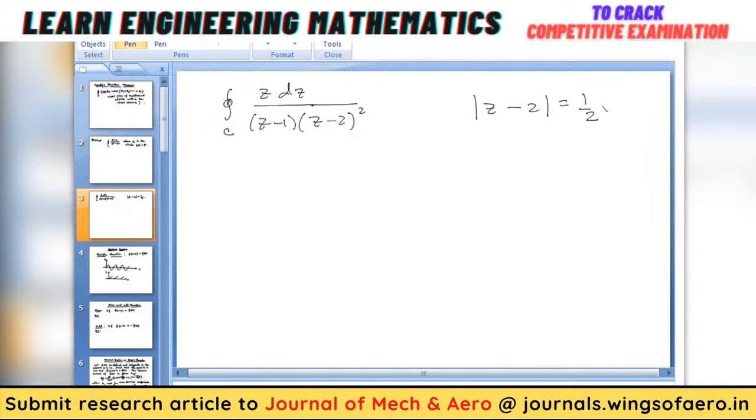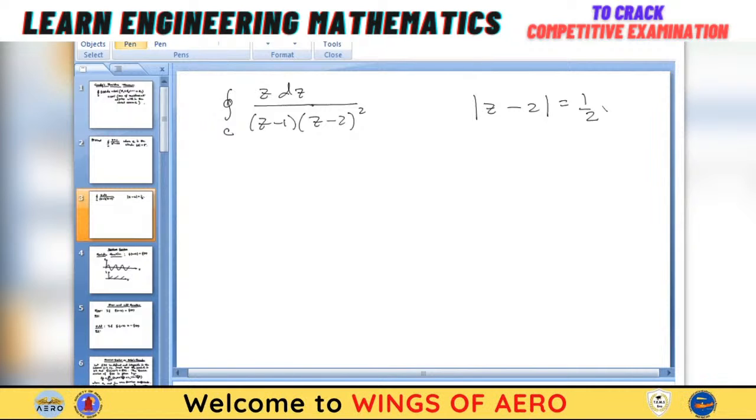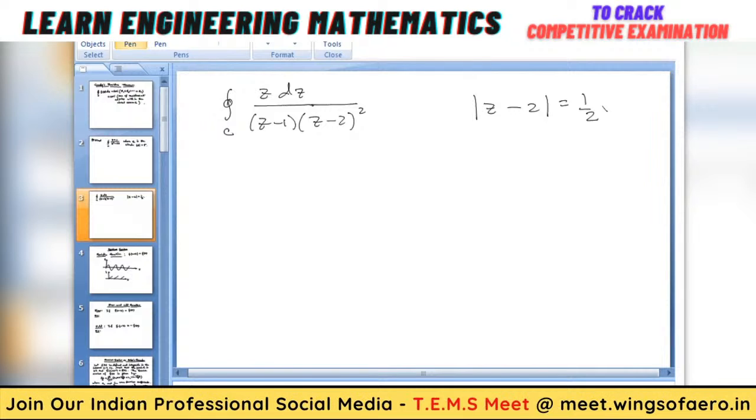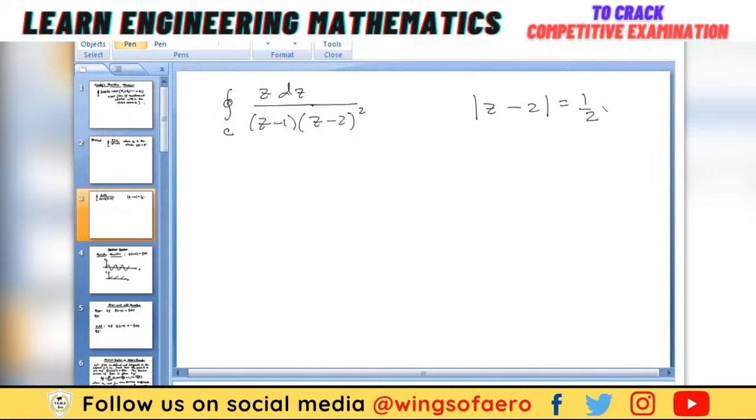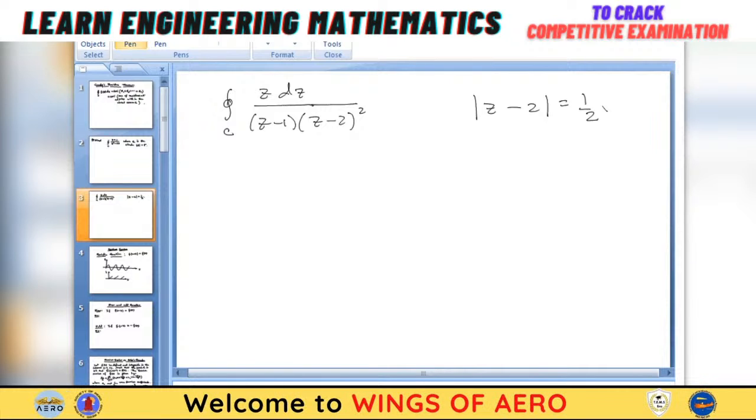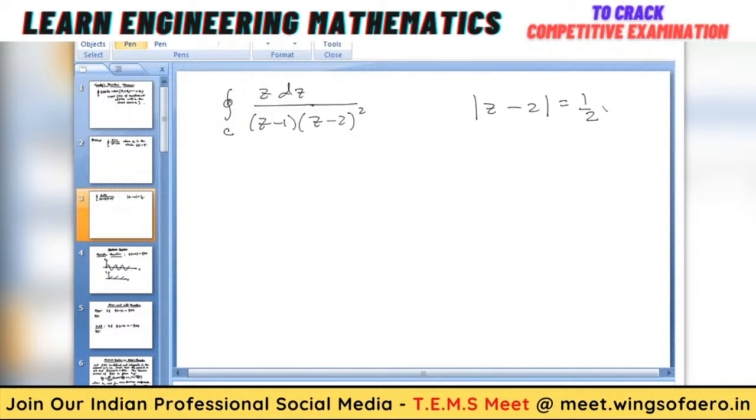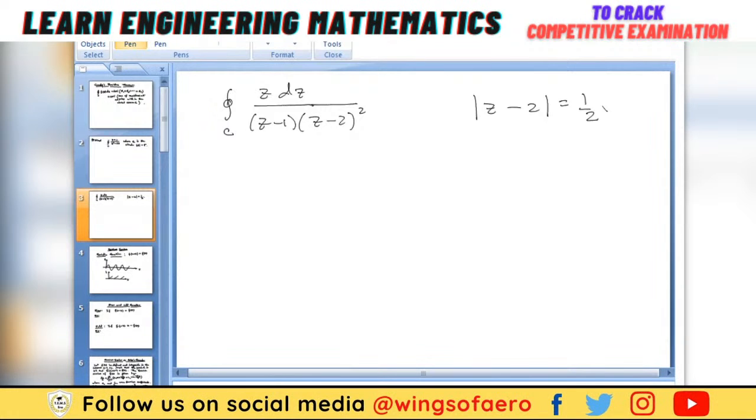Everybody try to answer these questions. These questions are very important in these kinds of complex integrations. Okay, Samarth says that poles are 1 and 2. Yes, poles are 1 and 2, but out of 1 and 2, which poles are to be considered? Yes, exactly.